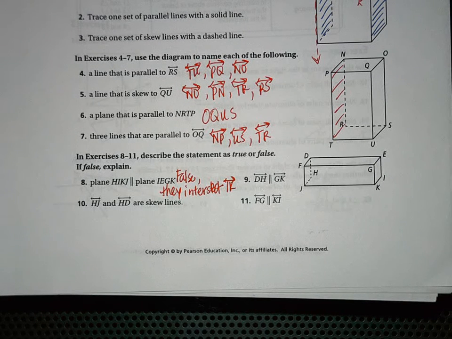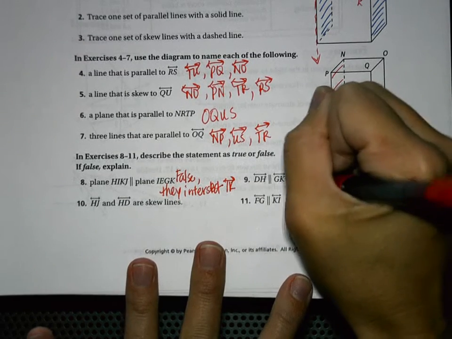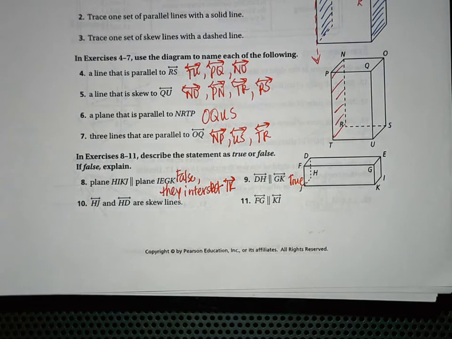All right, number 9. Talk in your groups. What do you think? Okay, are those parallel? They are, so this one is true. The nice thing about true is you don't have to explain. It's just true. Okay, 10.